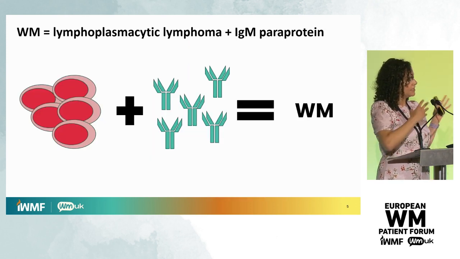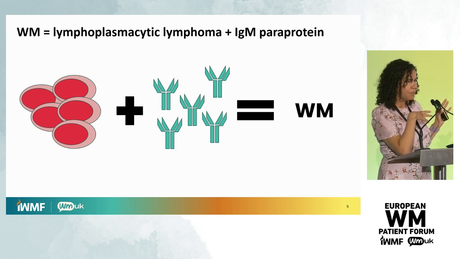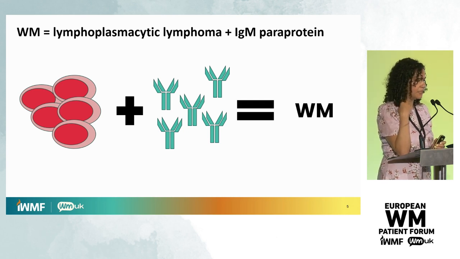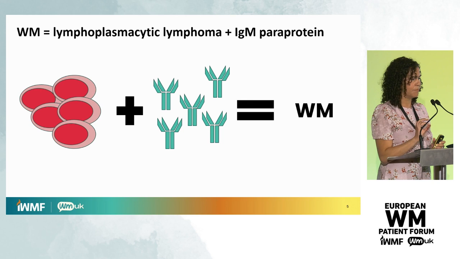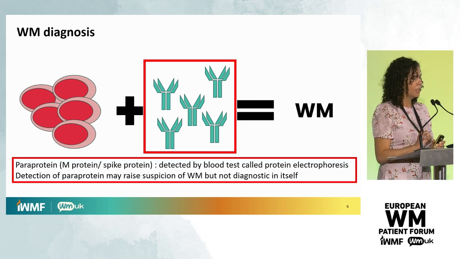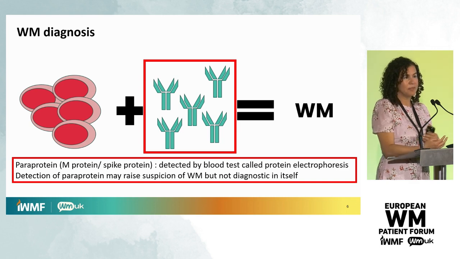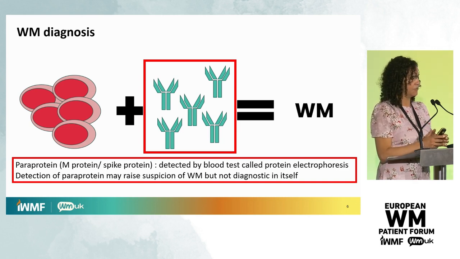And as I said, WM is a combination of the abnormal cells plus the IgM paraprotein that we can detect in your blood by a blood test called protein electrophoresis, looking for this abnormal antibody. So some of you may have first of all had the blood test, so the protein electrophoresis, which detected this paraprotein.